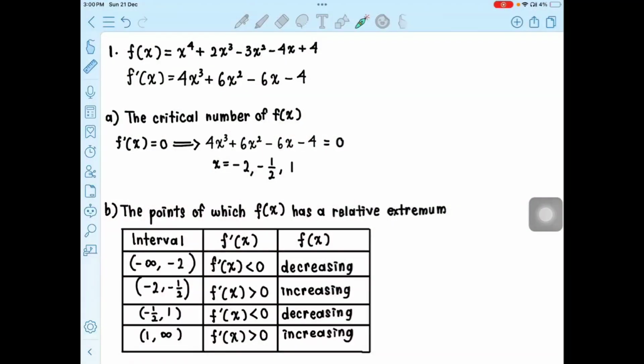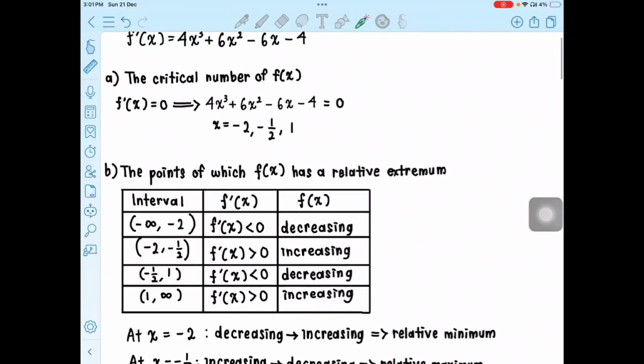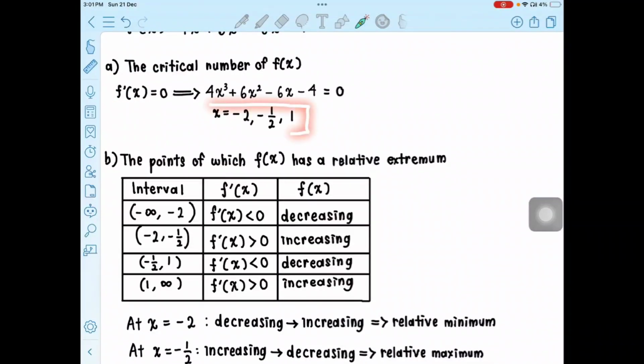First, this is the function, which is x to the power of 4 plus 2x cubed minus 3x squared minus 4x plus 4. The first thing that we need to find is the critical number of f(x). So the first thing that we have to do is to differentiate f(x), and this is the value that we get after we differentiate it. Next, we have to equal the first derivative to 0 to find the critical number. So the critical numbers that we get are these three values: -2, -1/2 and 1.